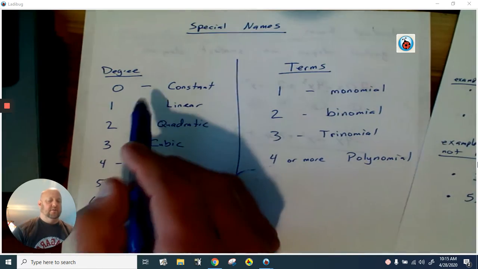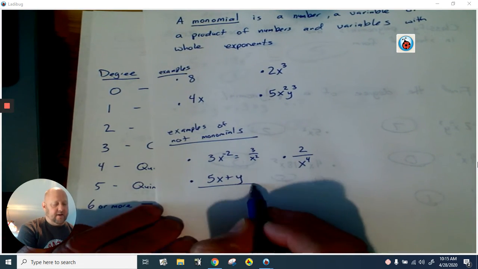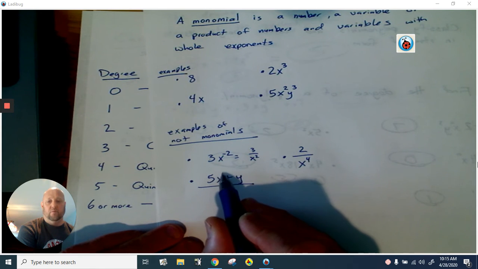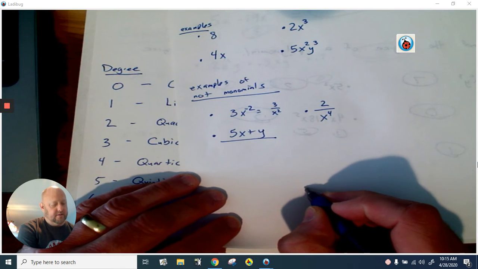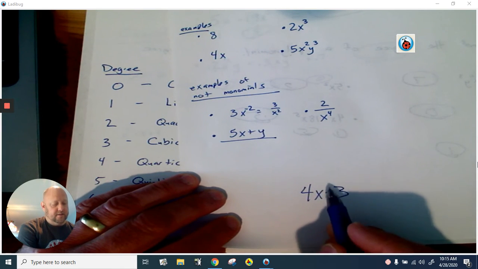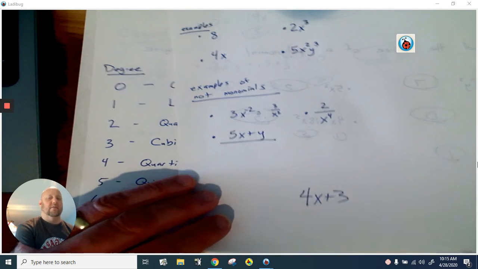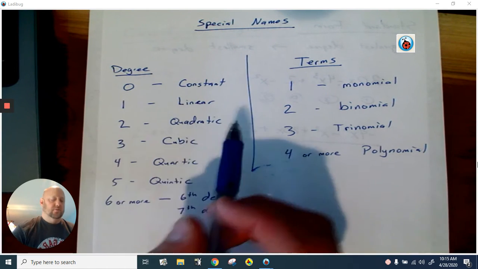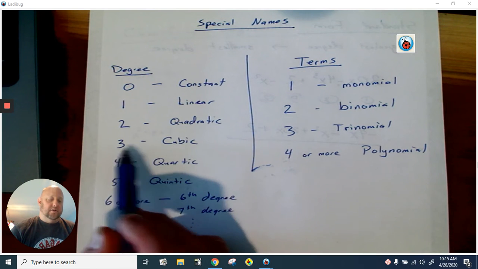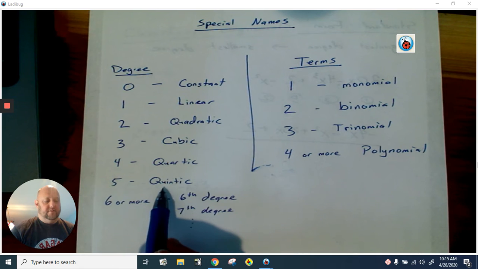If you have a degree of 1, we call that linear. An example of that would be something like this right here, this 5x plus y. This has a degree of 1, so that's what we call linear. Or as another example, if you think of it as 4x plus 3, this has a degree of 1, but if you graph that, that's going to be a line. That's why we call that linear, okay? If you have a degree of 2, we call that a quadratic. A degree of 3 is a cubic, degree 4 is a quartic, and a degree 5 is a quintic.